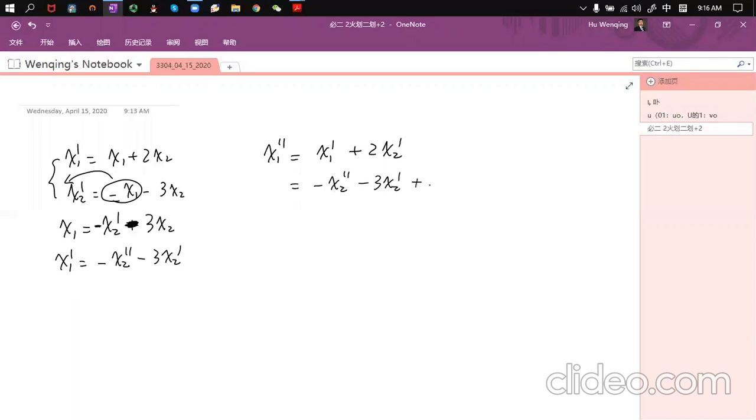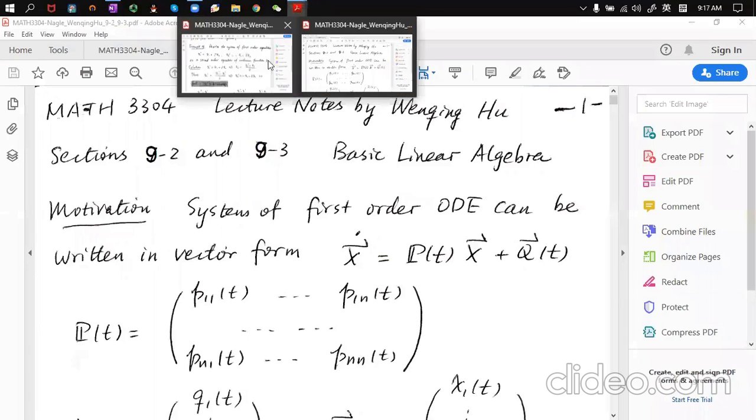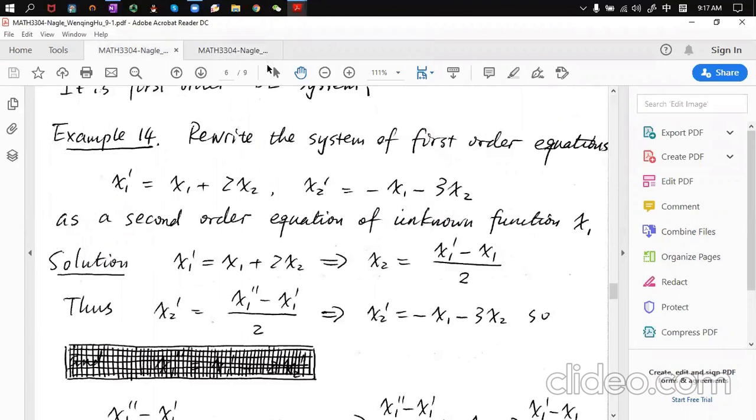So that's x1 prime plus 2 times x2 prime. So you actually get the relation between... I'm sorry about this, I should start with x2 prime. Let me look at what we have here. First of all, x1 prime is equal to x1 plus 2 times x2, so you calculate x2 in terms of x1. Once you calculate x2 in terms of x1, you take a derivative of x2. So x2 is x1 prime minus x1 divided by 2, and x2 prime you can calculate from this equation.